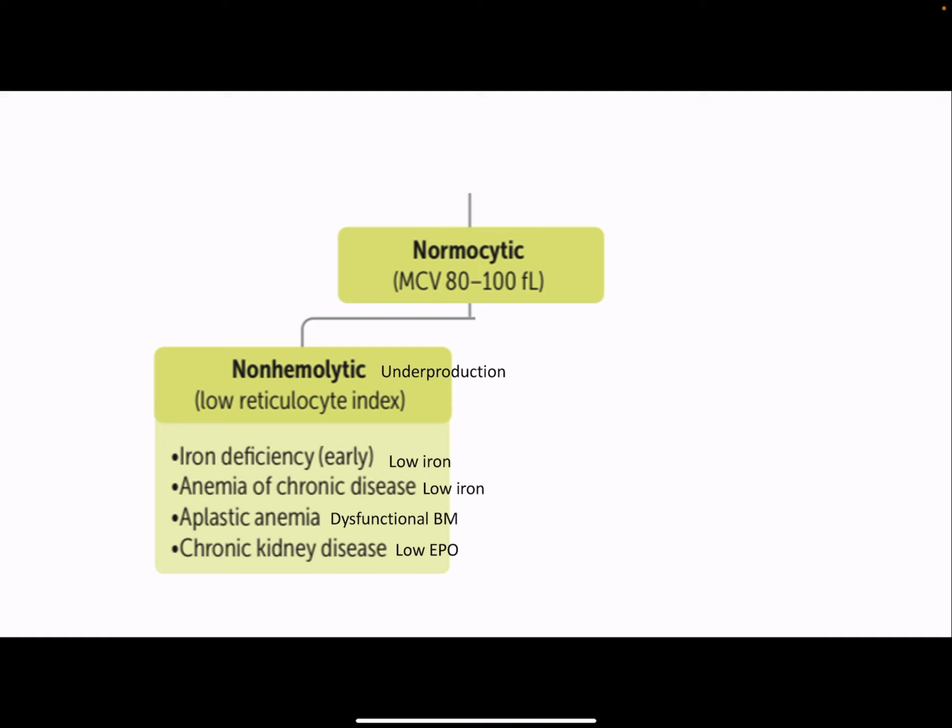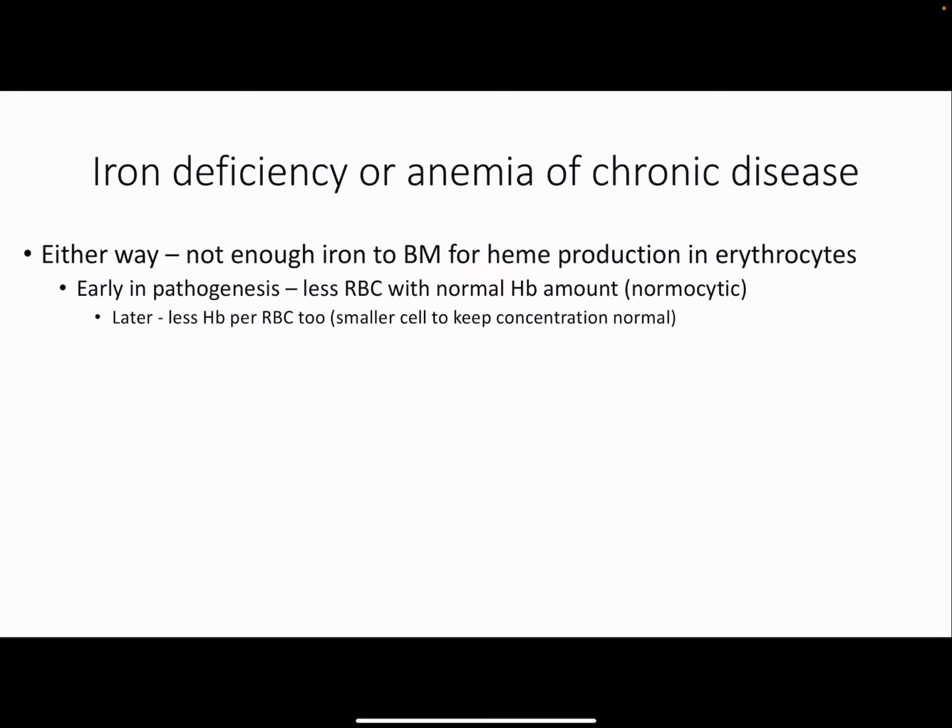All right, so let's start with the non-hemolytic underproduction of red blood cells. A couple different reasons why this might happen. So iron deficiency and anemia of chronic disease. We've really already talked about this, so that'll be quick. But that's a low iron in both cases. We know whether you have low iron or whether it seems like you have low iron because you're hiding it from the monsters. Aplastic anemia means your bone marrow sucks, you're not producing it. And then chronic kidney disease, CKD, means your kidneys suck and they're not producing EPO, erythropoietin, which is necessary to stimulate red blood cell production in the bone marrow.